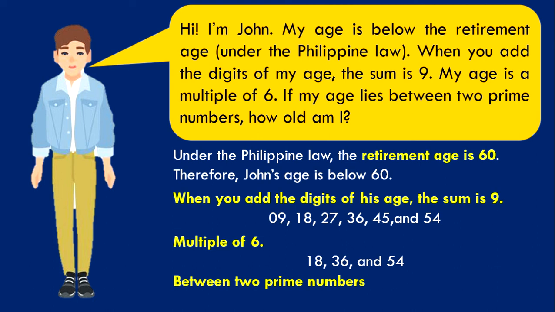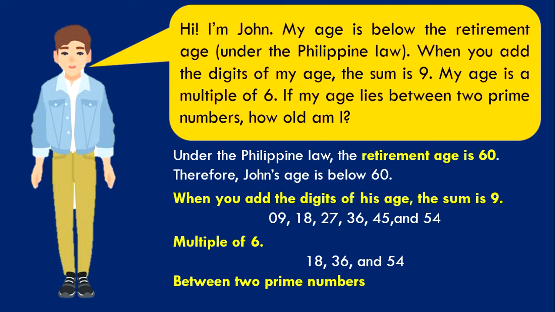Okay, let's try 36. Okay, so 36 is between 35 and 37. So 37 is a prime number. However, 35 is not a prime number. It's a composite. Okay, so given that we have factors of 1 and 35, 7 and 5. 7 times 5 is 35. So obviously 36 is not the age of John.